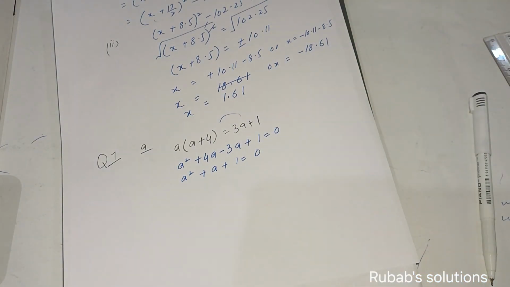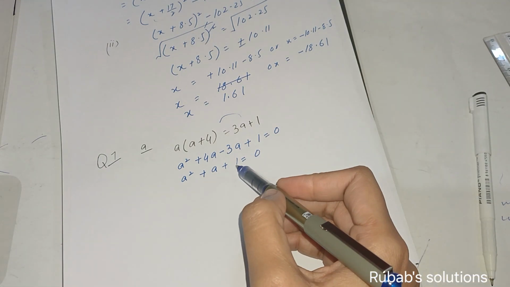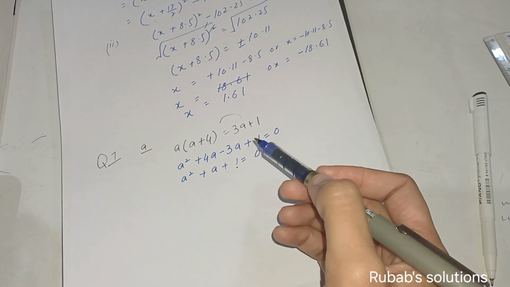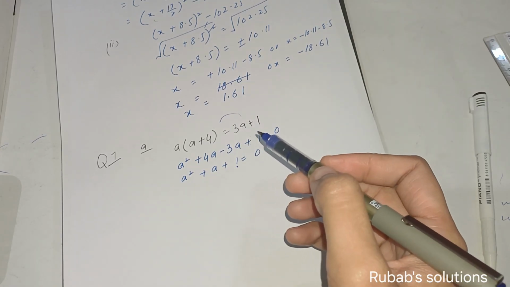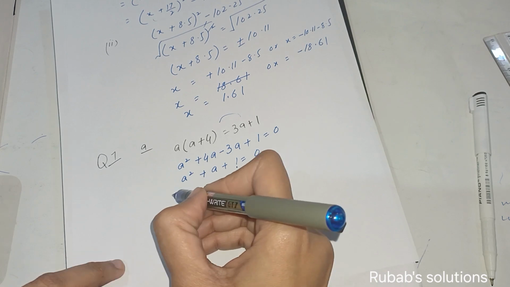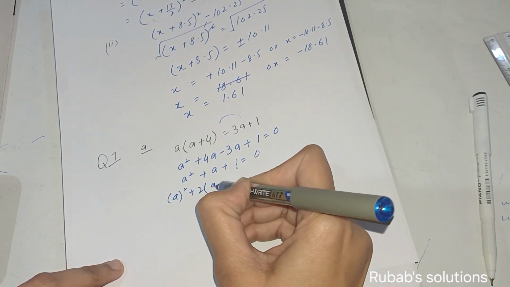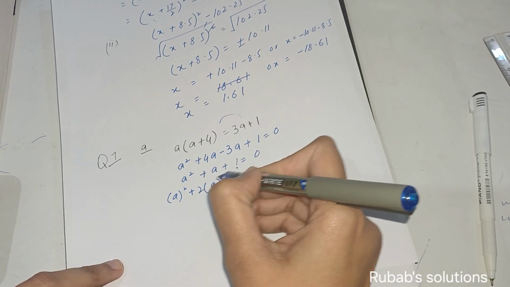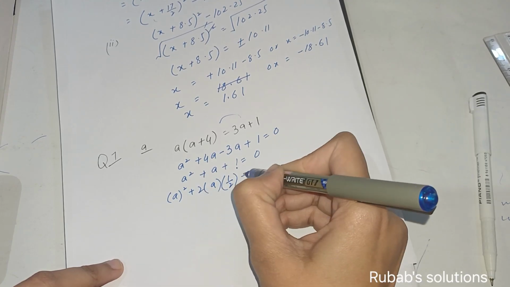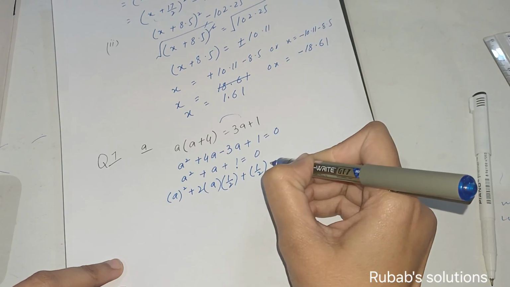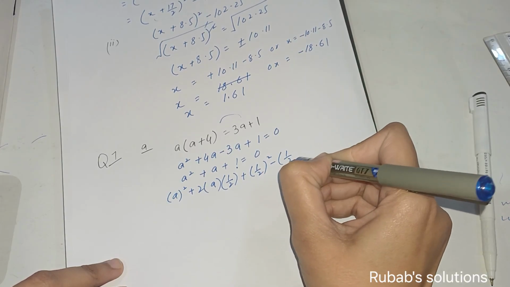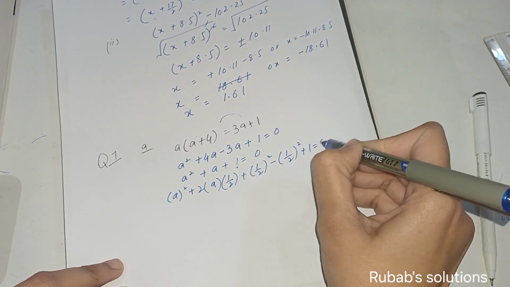Now either I can use the AC method or the completing square method. AC method basically I cannot apply because after multiplication I'll get 1, but there is no number that after addition I will get one answer. So again, by completing square method, a square plus 2a, and because I want only 1 over here, it will be 1 by 2. The same number I have to multiply and the same number I have to subtract. From here, plus 1, this is equal to 0.